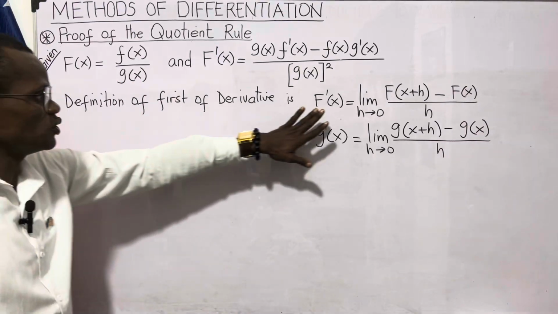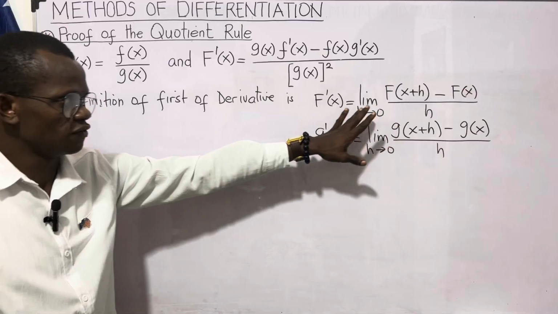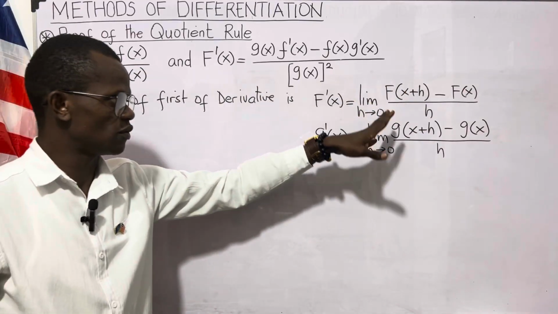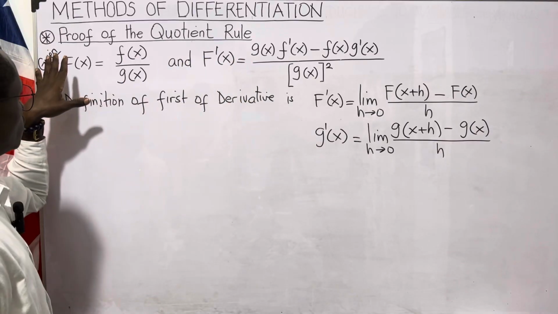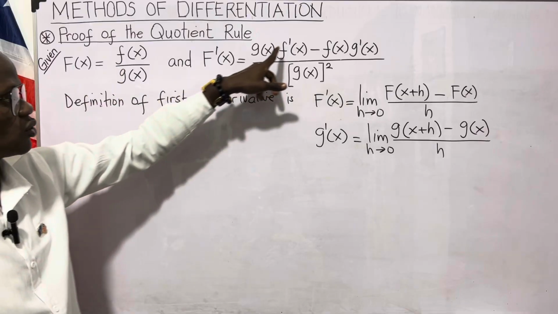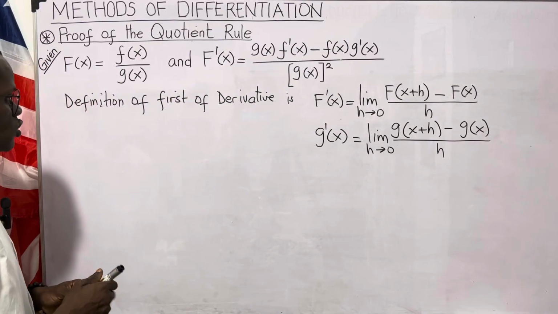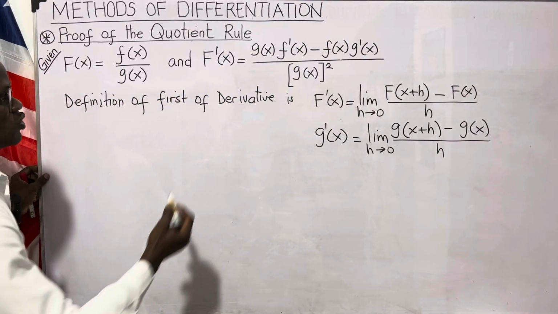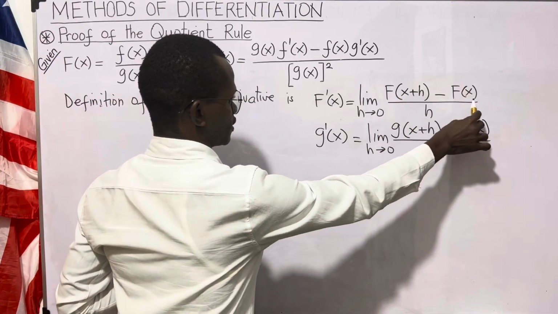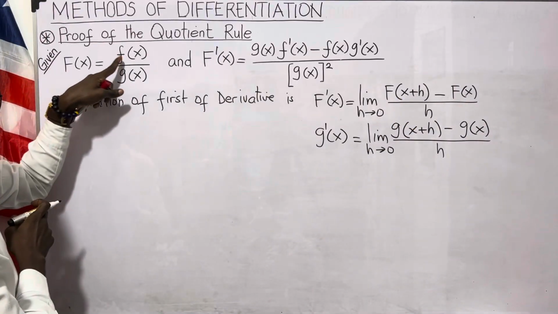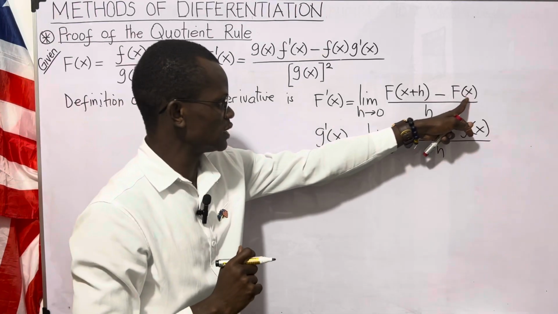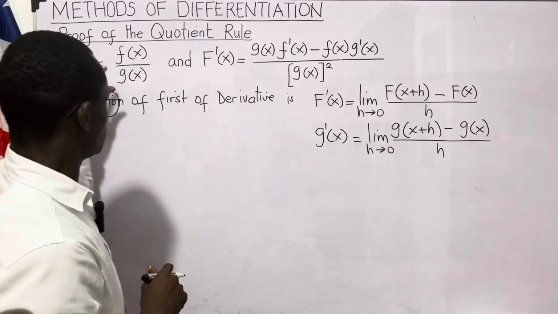So now we want to use this first principle of derivative. Normally we call it the limiting process. So we're going to use this first principle of derivative to prove that the derivative of this particular function is equal to this function. So now let's start. The first thing we need to identify here is our F of x. We know that our F of x is equal to f of x divided by g of x. So we're going to replace this capital F of x with this function.